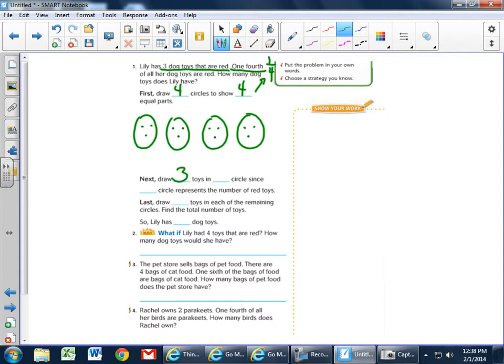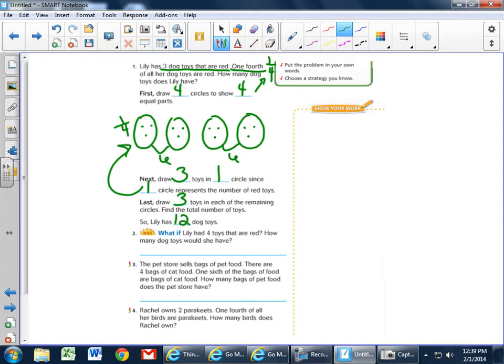So we drew 3 in all of them after we did it in the first one. Since 1 circle represents the number of red toys, this was our 1/4. So now we're going to count them. We drew 3 toys in each of the remaining circles to find the total number of toys. 3 plus 3 is 6. So 6 plus 6 is 12.